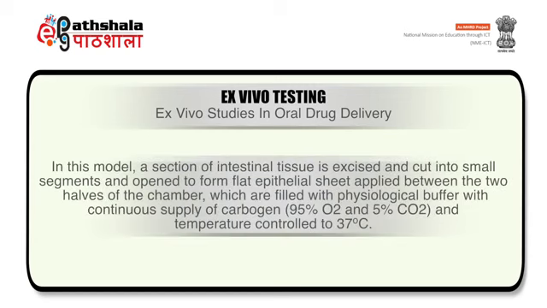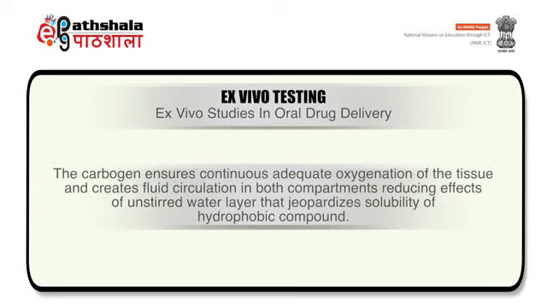In this model, a section of intestinal tissue is excised, cut into small segments and opened to form a flat epithelial sheet applied between the two halves of the chamber, which are filled with physiological buffer with continuous supply of carbogen, consisting of 95% oxygen and 5% carbon dioxide, and temperature control at 37 degrees centigrade. The carbogen ensures continuous adequate oxygenation of the tissue and creates fluid circulation in both compartments, reducing the effects of the unstirred water layer that jeopardizes the solubility of hydrophobic compounds.